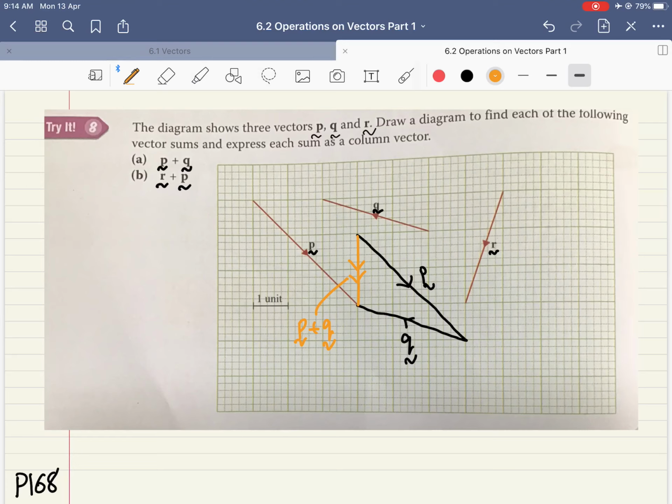Then they also tell us that they want us to represent it as a column vector. In this case, the column vector is 0 and -2. I will not revise column vectors. We have done that last week already. You can pause the video if you want to practice drawing it yourself. If not, I will move on to the next portion, vector R plus vector P.